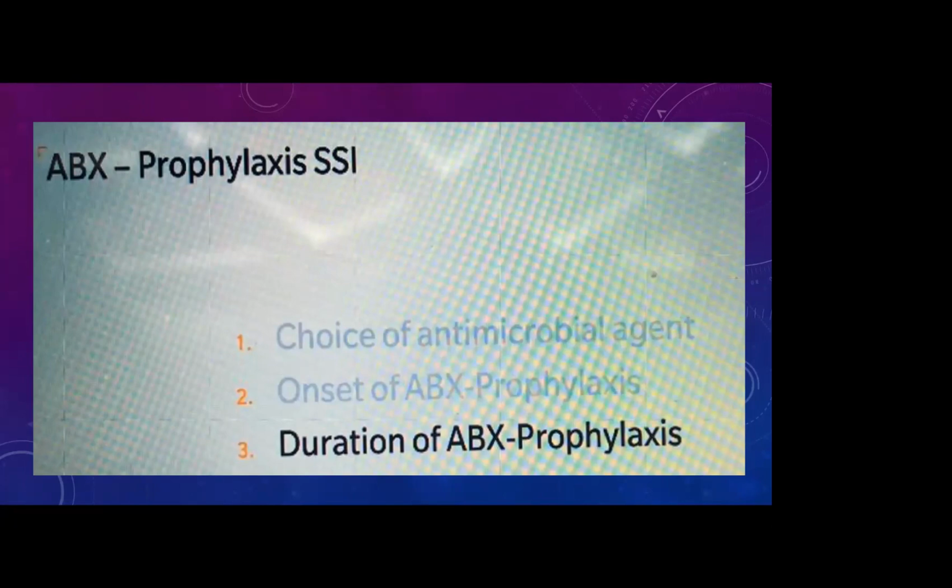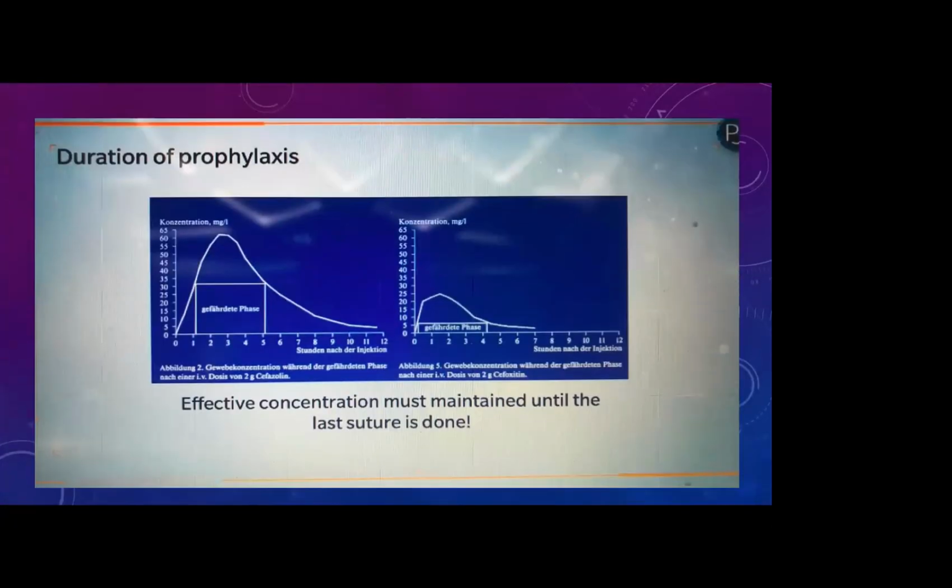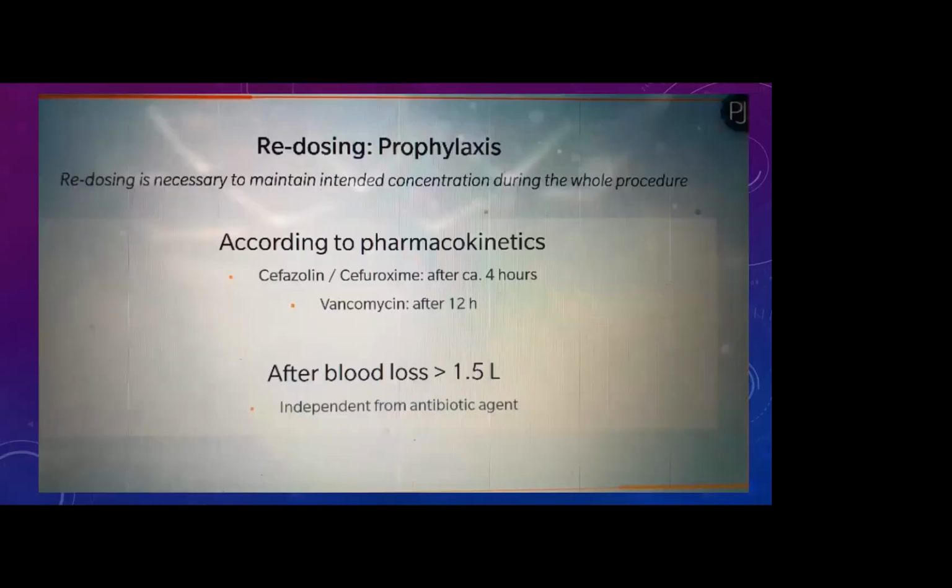The third question is, what's about the duration of antibiotics? This is the most critical period. The action and effective concentration must be maintained until the last suture is done. So it's better to apply slowly till last suture. During the operation, all of the antibiotics must be there in the wound. This is first. When you are trying to redose another dose for the first dose, first when the surgery is more than 4 hours or there is blood loss more than half a liter. So for the first generation, you apply first redosing after 4 hours, vancomycin after 12 hours. And if you have loss of the blood, you get to redosing. These are 2 indications for redosing.